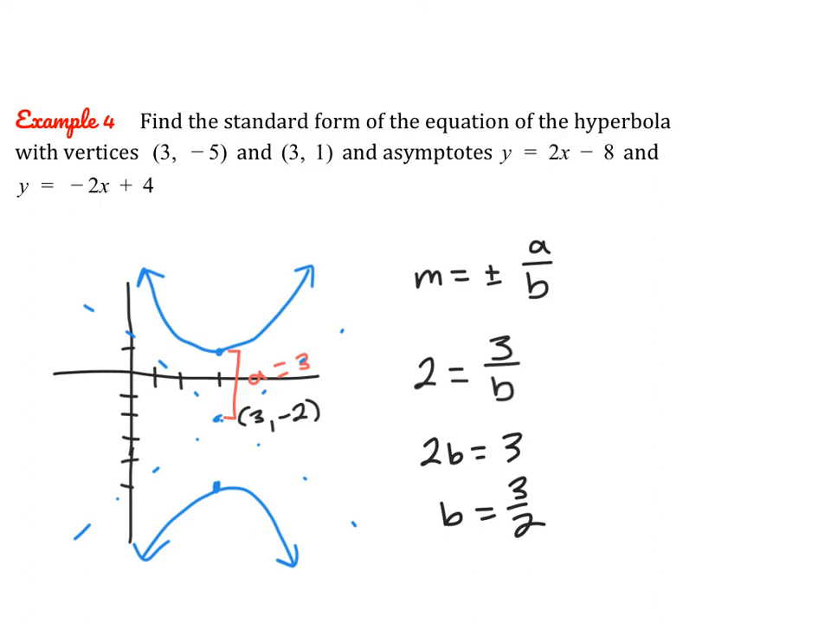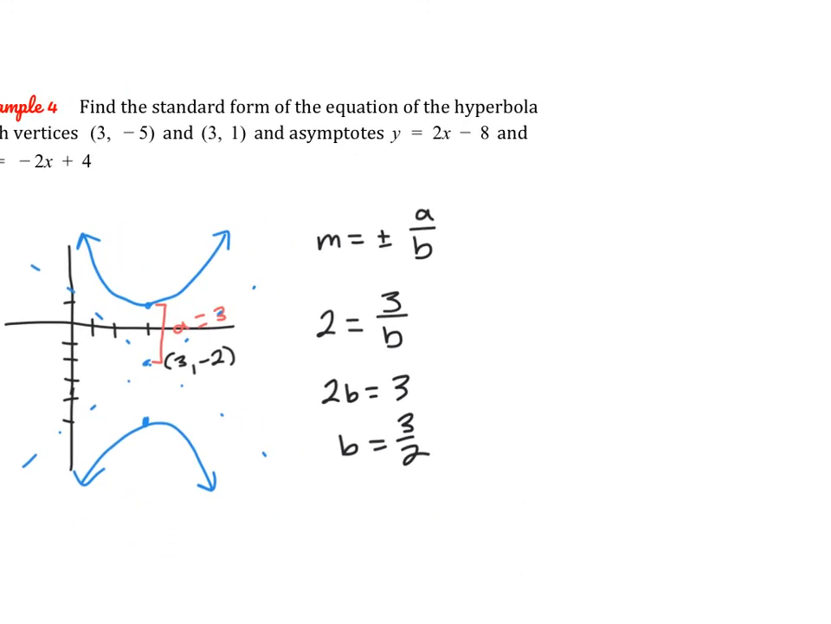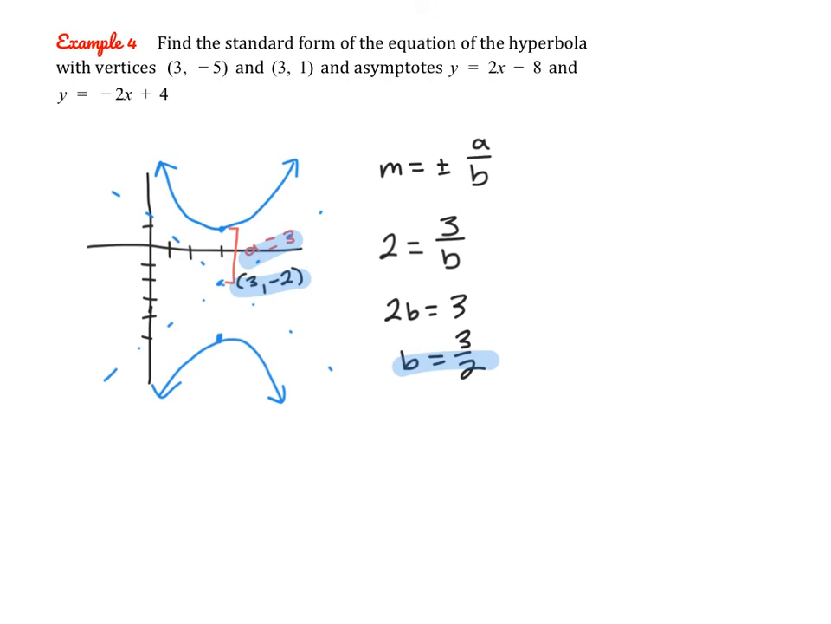It's a little bit weird to have a b value that's a fraction, but it's completely legal. So from here we have everything that we need. We have our a value, we have h and k, and we have b. And once again, we were able to use the slope of our asymptotes to help us find that b value. So now all we need to do is create our equation.